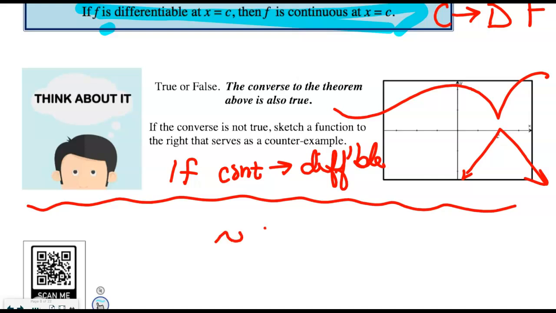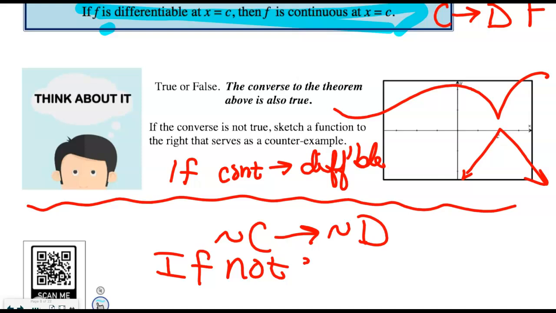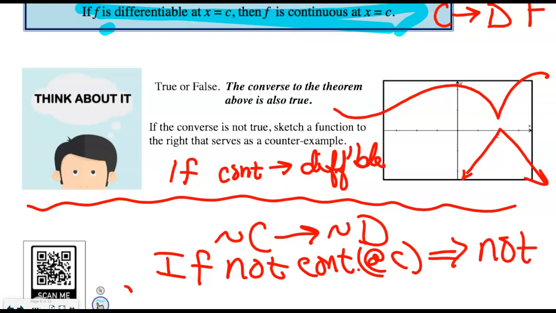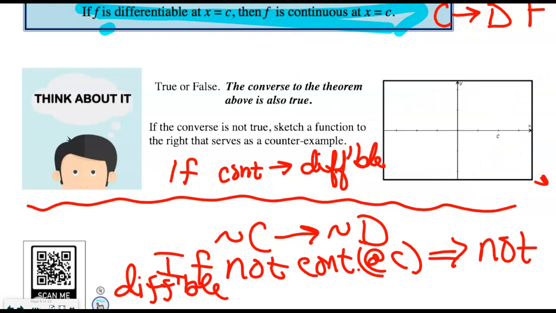If a function's not continuous, then it's definitely not differentiable. This little squiggle means not. So let's write that down just so you know. If not continuous at C, let's make sure that's true, then not differentiable. I'm going to put some examples. You don't have to draw them, but just so for your homework you kind of know, because it's going to ask you some questions about continuity and differentiability.